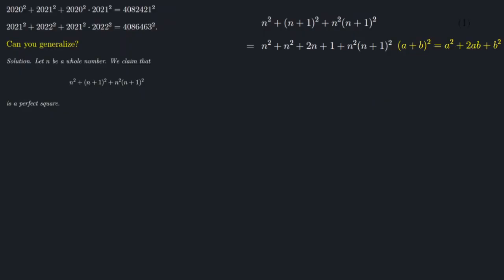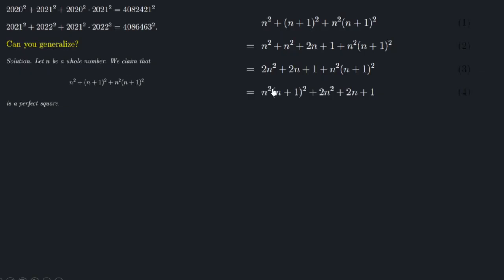From line 2 to line 3, I just rewrote n squared plus n squared as 2n squared. All other terms are the same. From line 3 to line 4, we just wrote the terms in slightly different order. We brought the last term to the front.